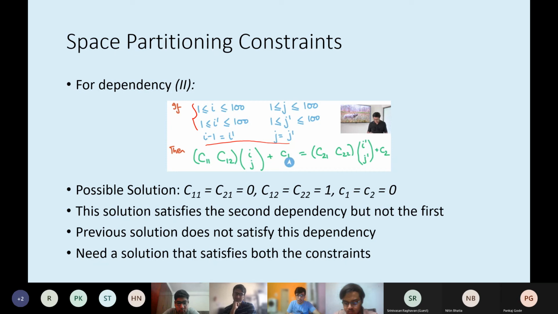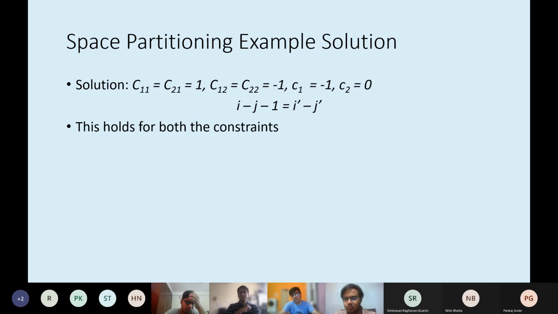So we need a solution that satisfies both the constraints and not just one of them. The solution that satisfies both of the constraints is C11 equals C21 equals 1, and these are the values that we have. And this is the first defined function, I minus J minus 1, which we saw was P1, and this is the function P2. And if two iteration vectors ij and I prime j prime access the same memory location and they are data dependent, then they should satisfy this constraint that we have, that they should be mapped to the same thing. And this condition actually holds for both of the constraints as well, and that can be verified.